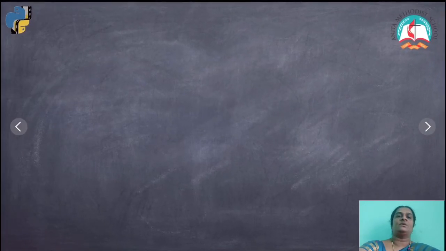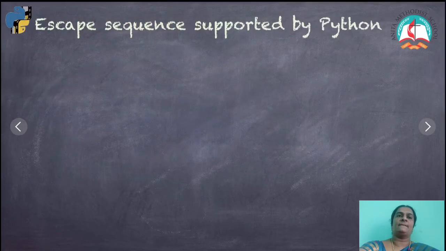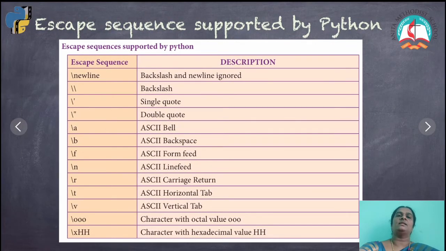Okay. And now the next we are going to see about string escape sequences supported by Python. So what's the first thing? New line, double slash, that is for backslash, single quote, double quote.